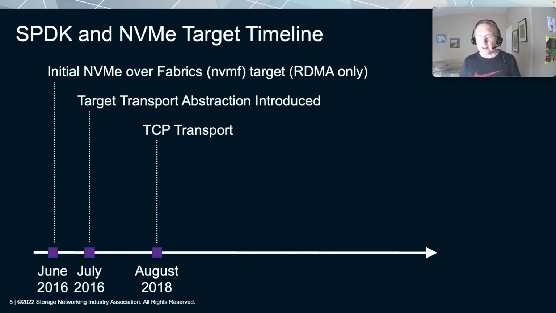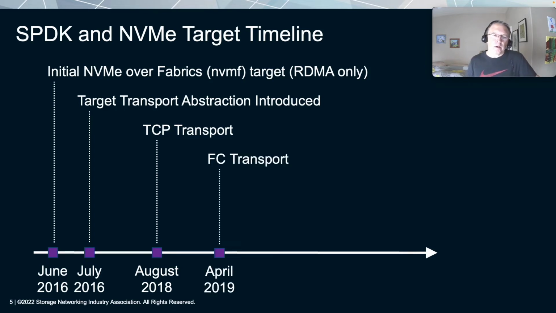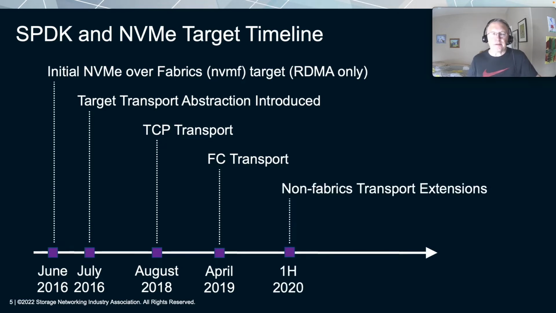And sure enough, in August 2018 the NVMe TCP spec was released by NVMe, and SPDK pushed up not only the target support but also the host driver support as well. The following year, Broadcom took advantage of this transport abstraction and pushed up support for Fibre Channel in the SPDK NVMe target. And these last couple of items are what a lot of the focus will be on today: how do we support non-fabrics use cases.